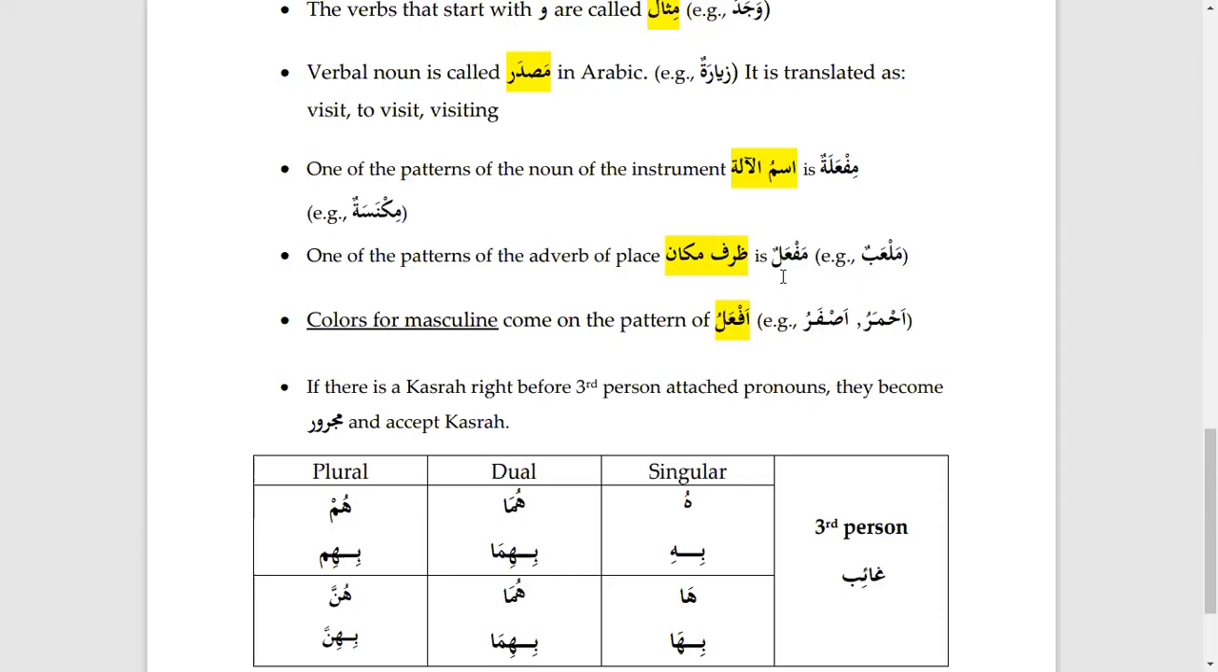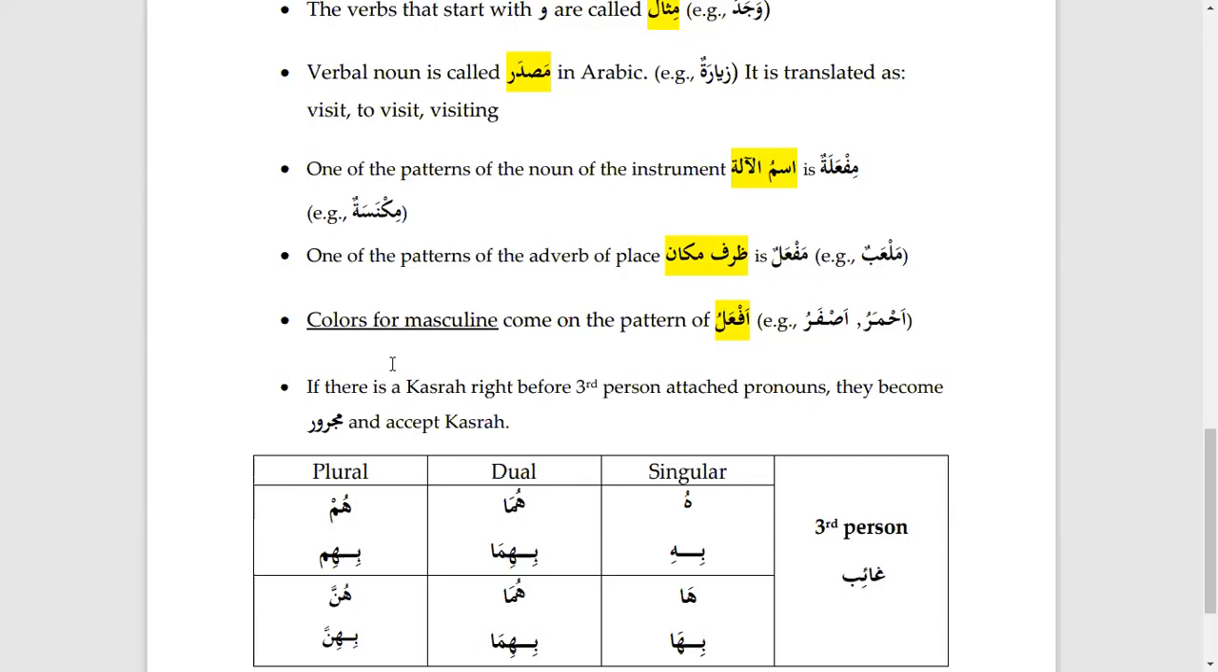Masjidun, as I told yesterday, we can take as of now as an exception. Masjidun, mashriqun, and maghribun are words that are used in the Quran. So that's why we can take them as of now as exceptions, whereas the standard pattern is maf'alun.